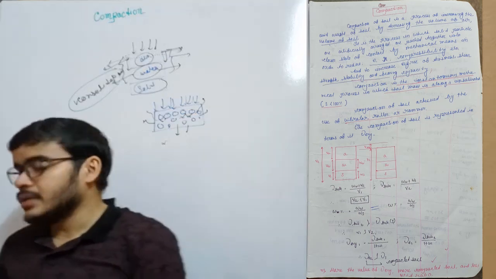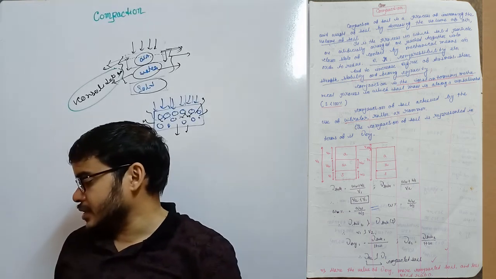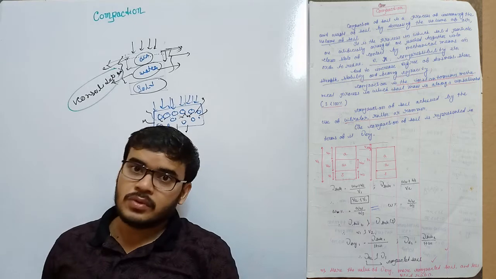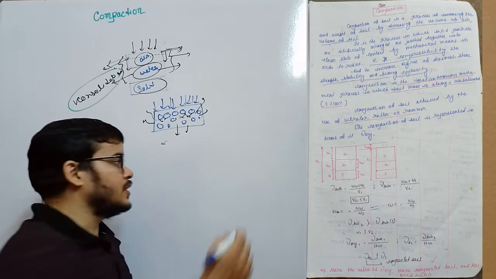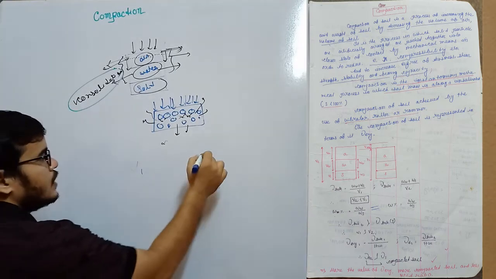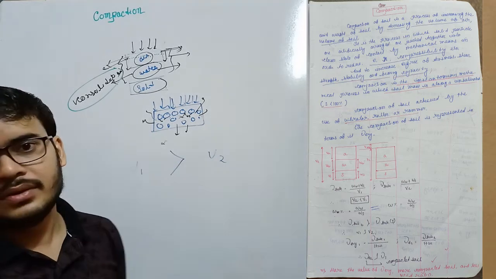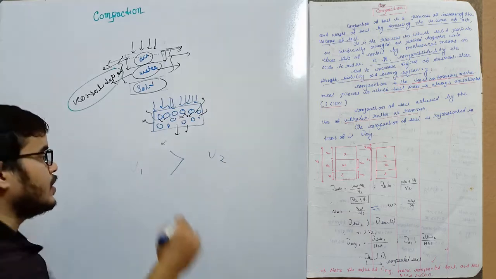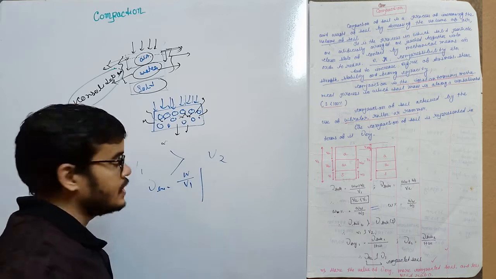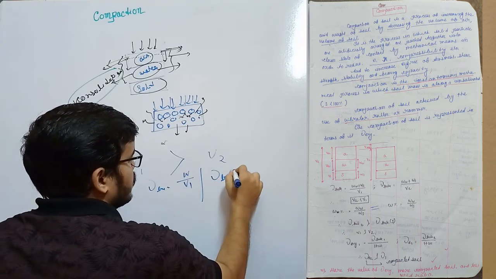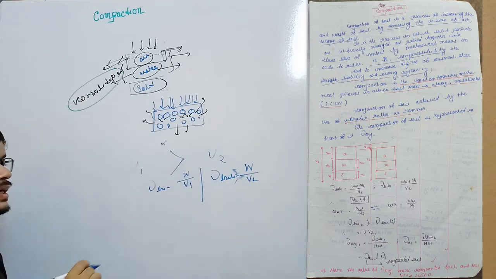Now check the diagram here. Two diagrams are given. In the first, there are solid, water and air, and after applying some load the volume has decreased to V2. In the first case the volume is V1 and in the second case the volume is V2, and V1 is greater than V2. As you all know, gamma bulk equals W by V1 for the first case, and gamma bulk 2 equals W by V2 in the second case.